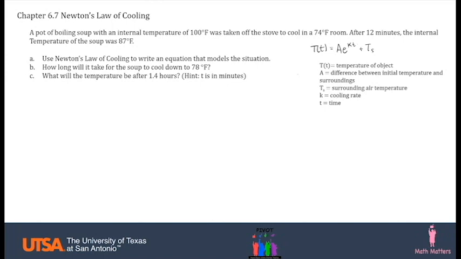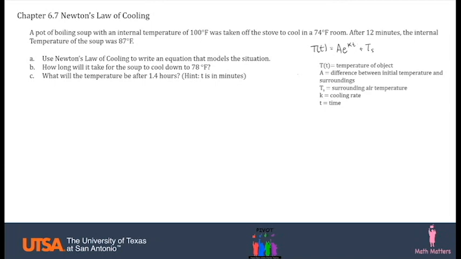So another application for these exponential formulas is the law of cooling. It says a pot of boiling soup with an internal temperature of 100 degrees Fahrenheit was taken off the stove to cool in a 74-degree Fahrenheit room. After 12 minutes, the internal temperature of the soup is 87 degrees Fahrenheit. So the first part asks us to use Newton's law of cooling to write an equation that models the situation.